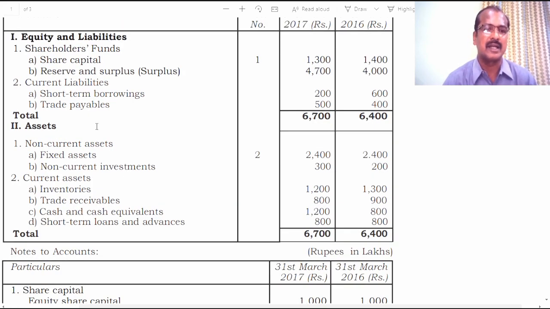Then regarding current liabilities, the changes in the current liabilities, both the short-term borrowings and the trade payables, the changes in these values should also be adjusted with the operating profit before working capital changes in the cash flow statement.